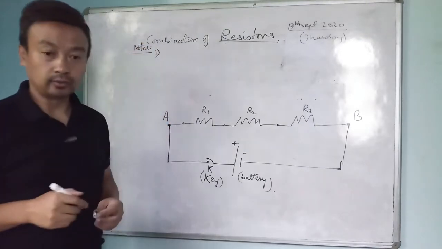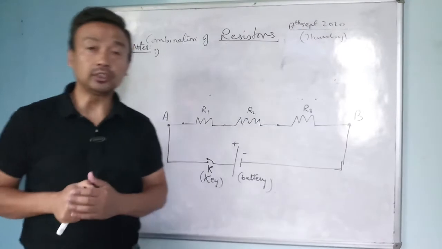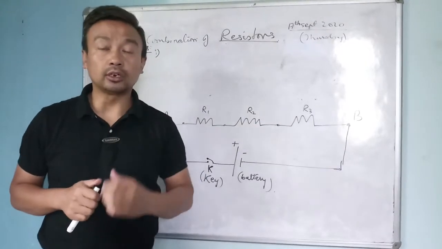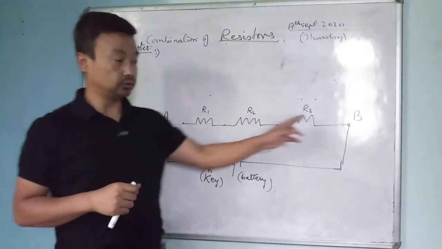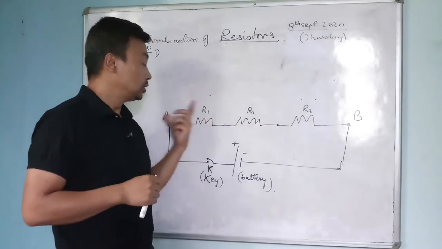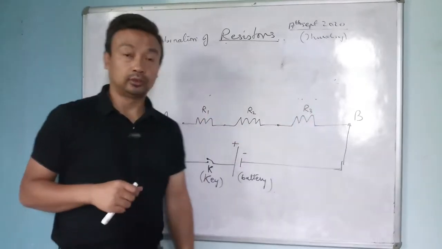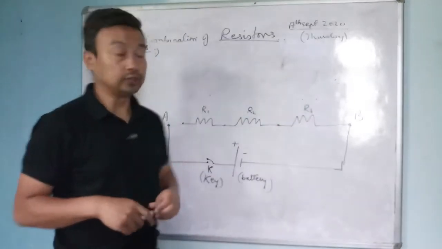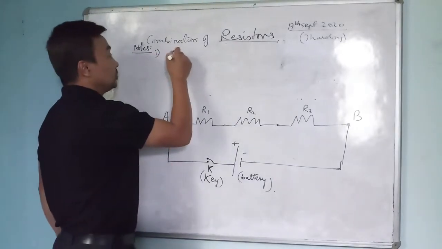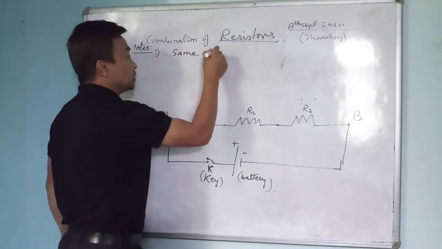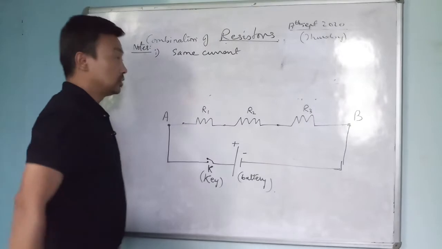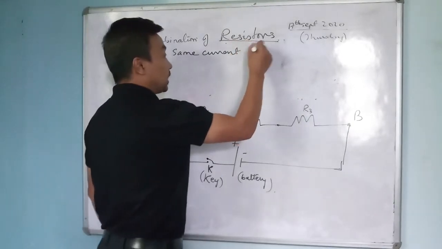What is the first thing? The first thing we observe is that the same current flows through the single path. The current remains the same throughout the individual resistances. So same current, okay. The current, we have used the symbol I.